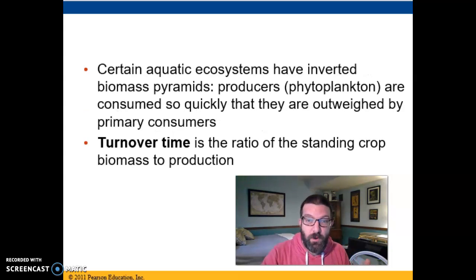Now, there are examples of aquatic ecosystems that have inverted biomass pyramids, at least at the lowest levels, because the primary producers, the phytoplankton, are born and are eaten so quickly that even though more of them are produced over time, at any given moment, there are fewer of them alive in terms of biomass than there are zooplankton.